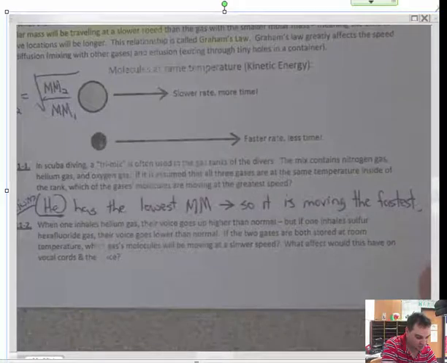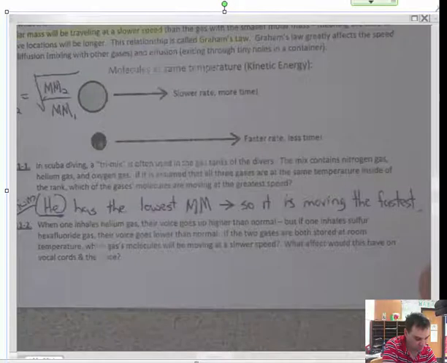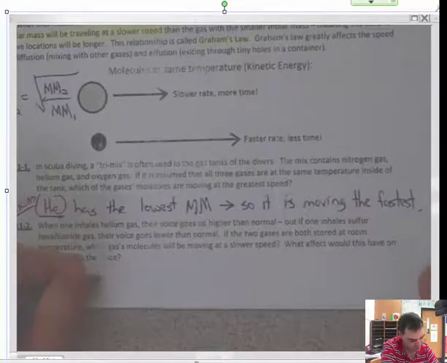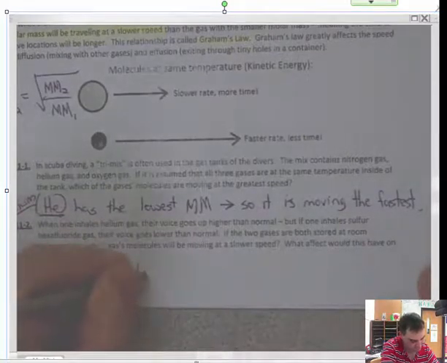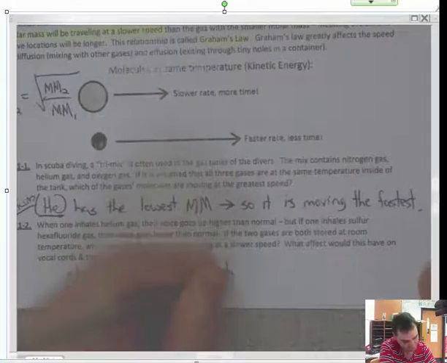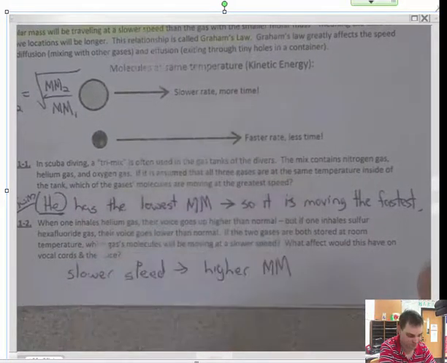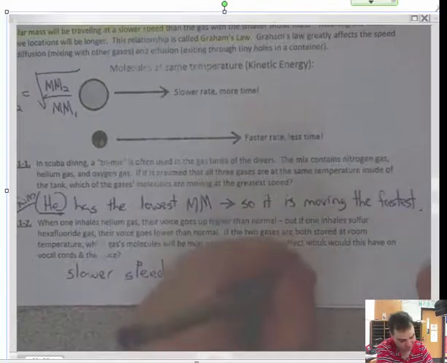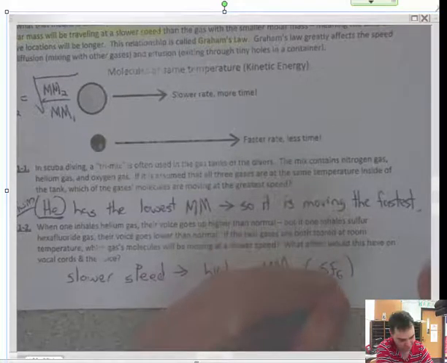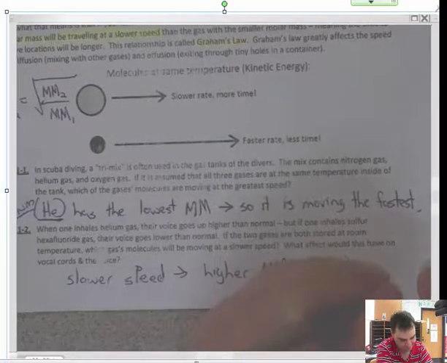When one inhales helium gas, the voice goes up higher than normal, but when one inhales sulfur hexafluoride gas, their voice gets lower than normal. If the two gases are stored both at room temperature, which gas molecules will be moving at the slower speed? What do you think? The slower speed is the higher molar mass. So we are going to pick SF6, sulfur hexafluoride.